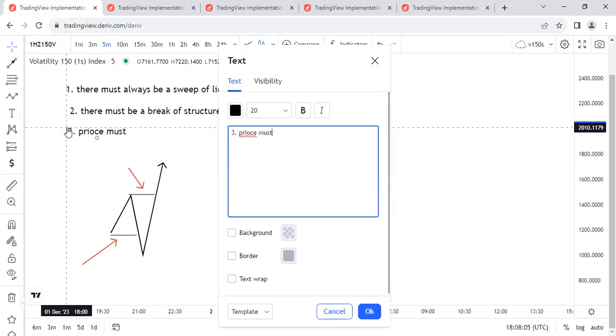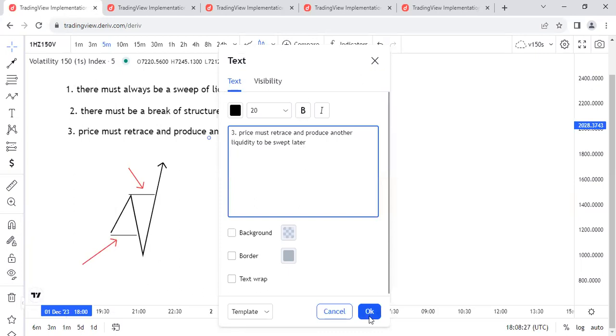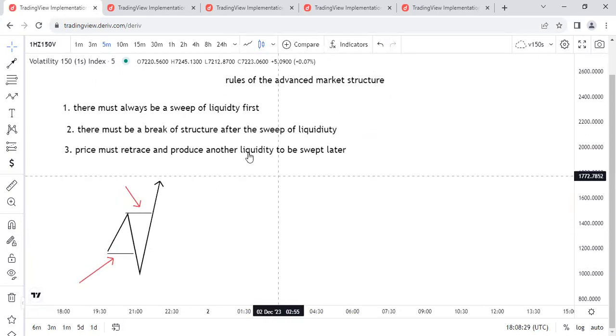Price must retrace and produce another liquidity to be swept later. Are you guys getting it?